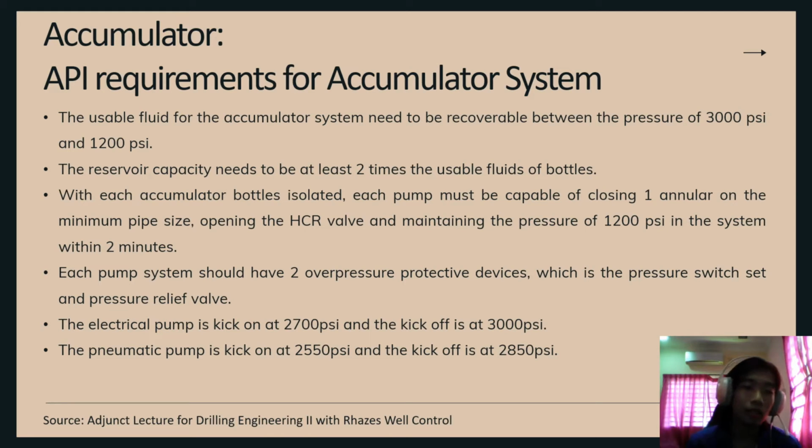Now, each pump system should have 2 overpressure protective devices, which are the pressure switch set and the pressure relief valve. The electrical pump for the accumulator system kicks on at 2700 psi and kicks off at 3000 psi, while for the pneumatic pump, the kick on is at 2550 psi and the kick off is at 2850 psi. So that is all for my part.